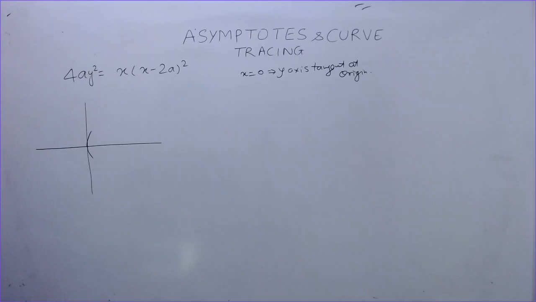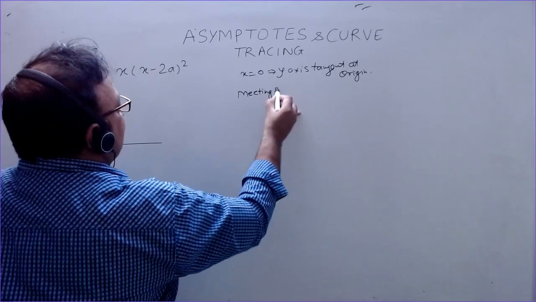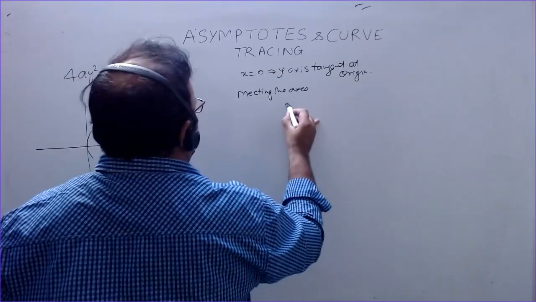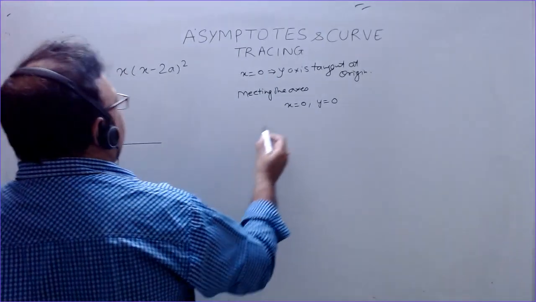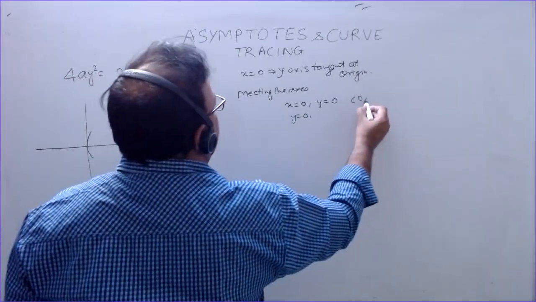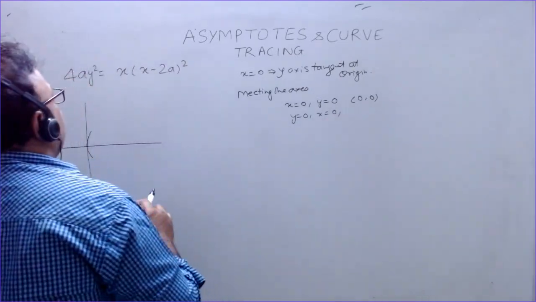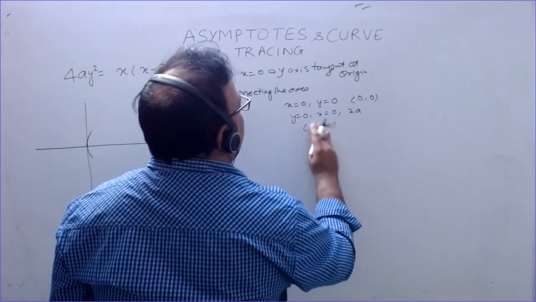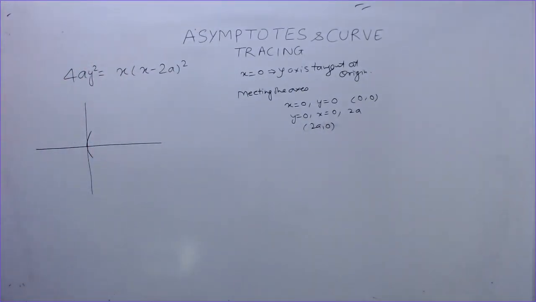Now where it is cutting the axis, meeting the axis. If you put x equal to 0, then y is 0. And if you put y equal to 0, one point is 0, 0. Then x is 0 and 2a. So 0 and 2a. 2a and 0. These are the points where it is meeting the axis.